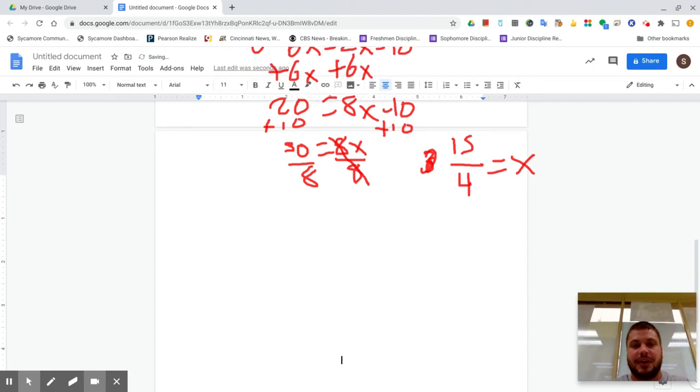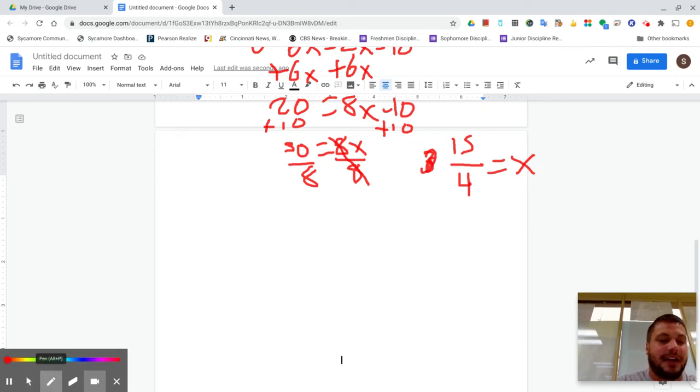Okay, so let's review that solving an inequality is exactly the same, except there is one rule. When you're solving an inequality, if you multiply or divide both sides by a negative number, you need to flip your sign. We will demonstrate that by keeping it fairly simple here.